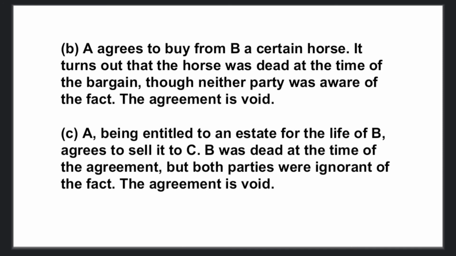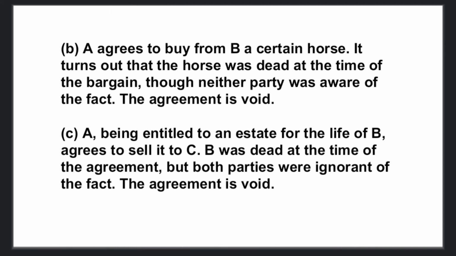Now the other example is A agrees to buy from B a certain horse. It turns out that the horse was dead at the time of the bargain, though neither party was aware of the fact. The agreement is void. So in this case, again, there was a mistake as to matter of fact. None of them knew that the horse was dead, but they made a contract with each other. So since there is a mistake as to the matter of fact, the contract becomes void.